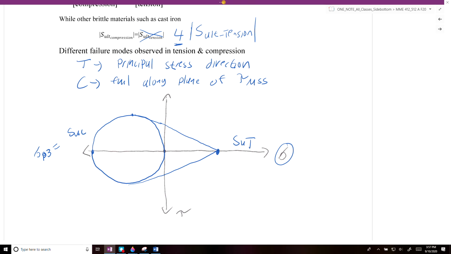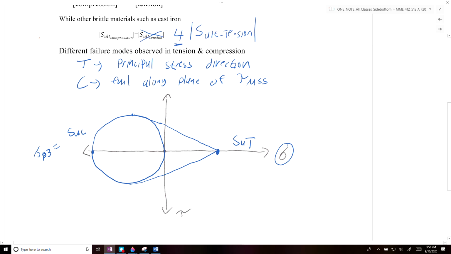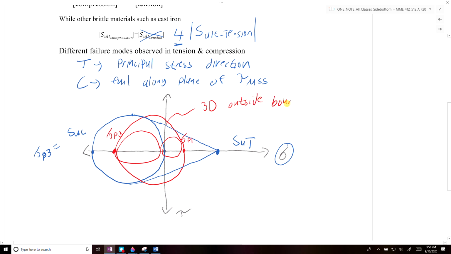So what you would do is draw your Mohr circle for a given state of stress. Let's say you had a state of stress where this was your minimum stress, your sigma p3, and this was your maximum stress, which is your sigma p1, and you drew your 3D Mohr circles. Based off of this, since your 3D Mohr circle is outside of the bounds, the material would fail.